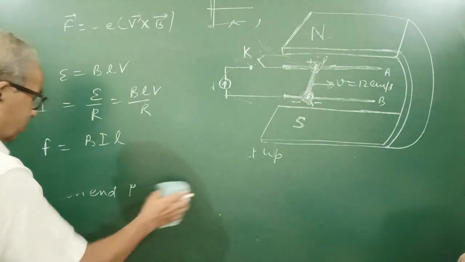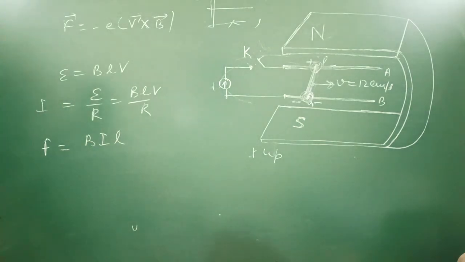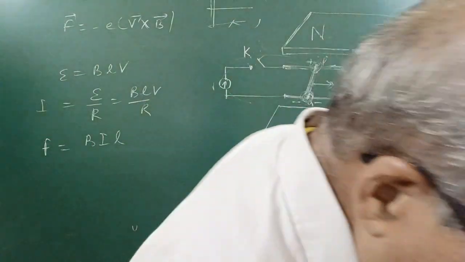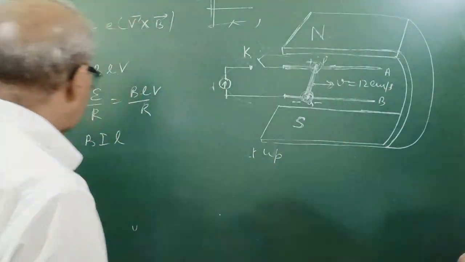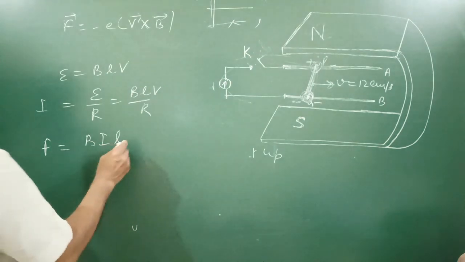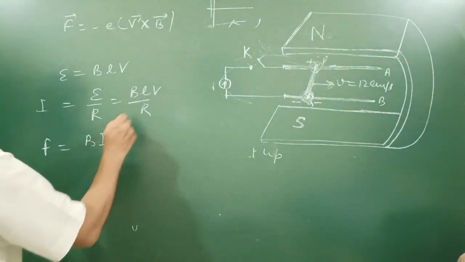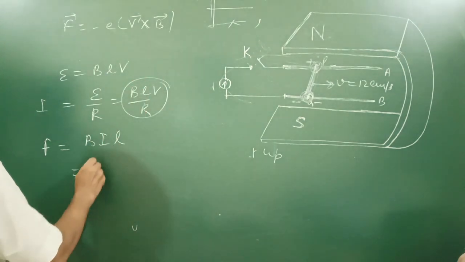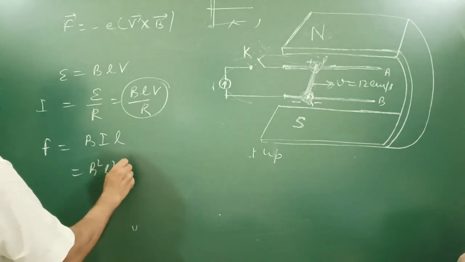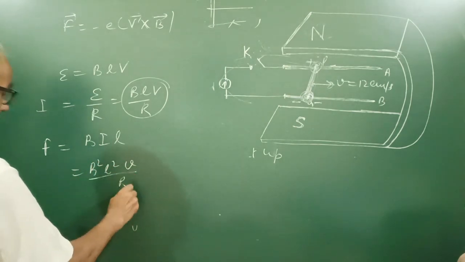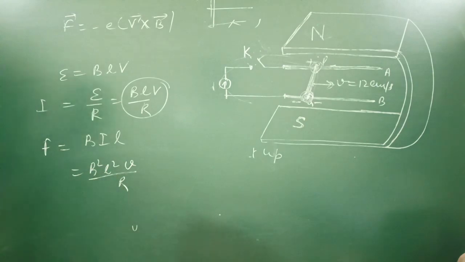Please solve it yourself. This question is from the NCERT book, question number 6.14. Now BIL, and putting in I, it will be B square L square v upon R. Put the value, get the answer.